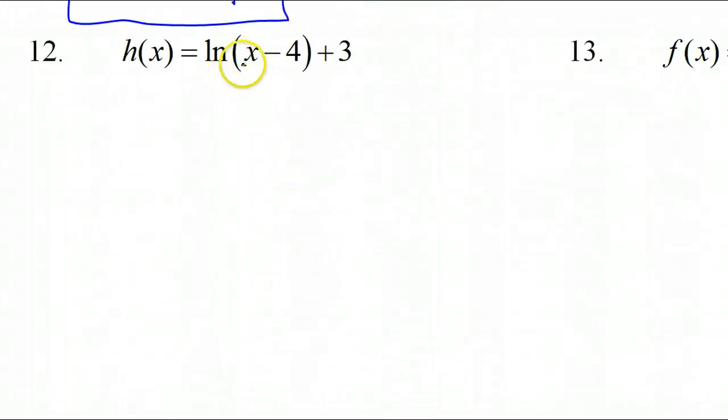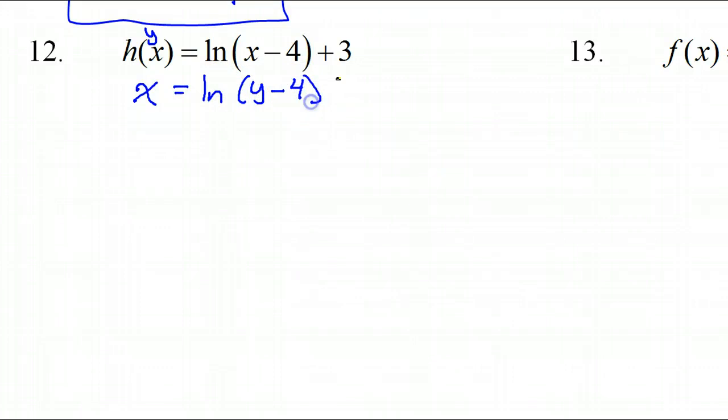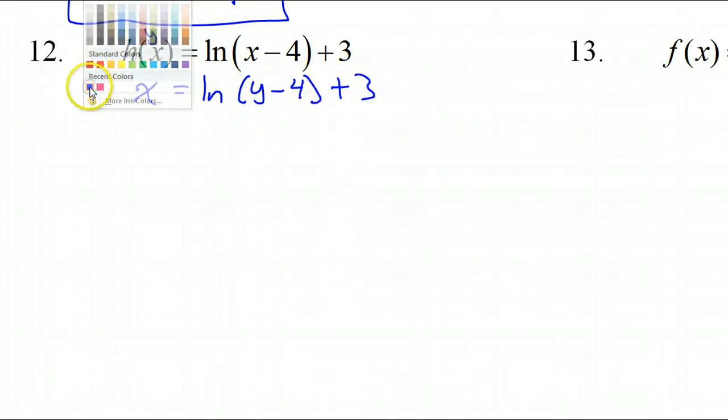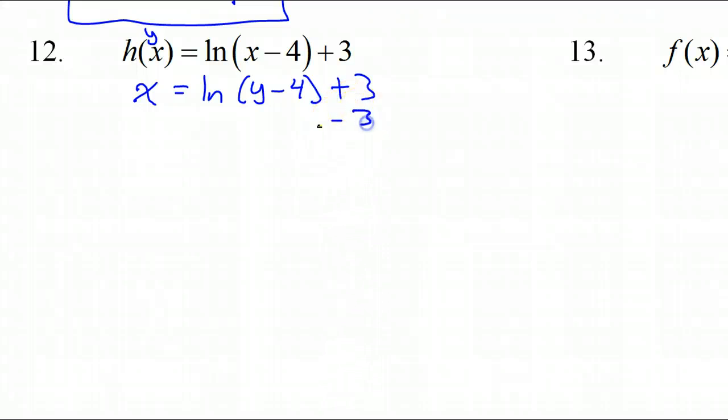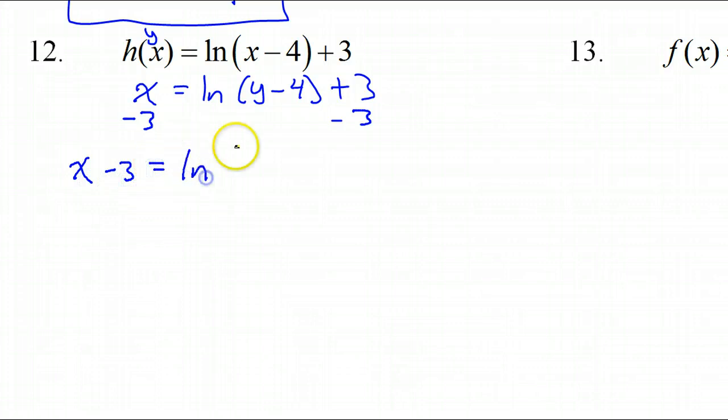Number 12. This is like a y. So we switch x and y, and then we solve for y. So if I switch x and y, I will have x equals natural log of y minus 4, plus 3. Now I need to get y by itself. I'll start with blue. Let's get rid of this 3. So subtract 3 from both sides. That gives us x minus 3 equals natural log of y minus 4.